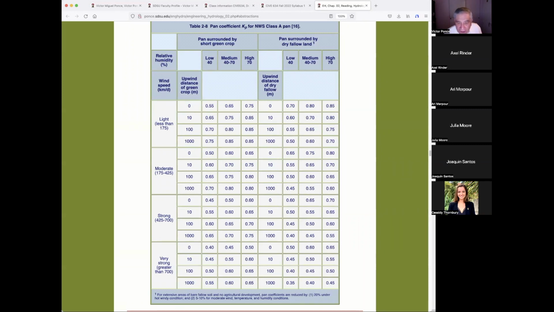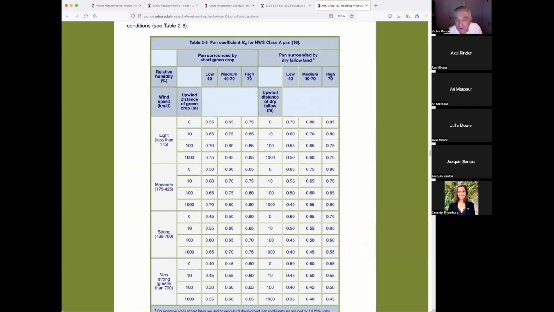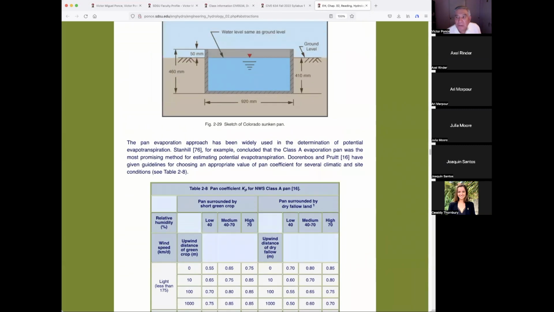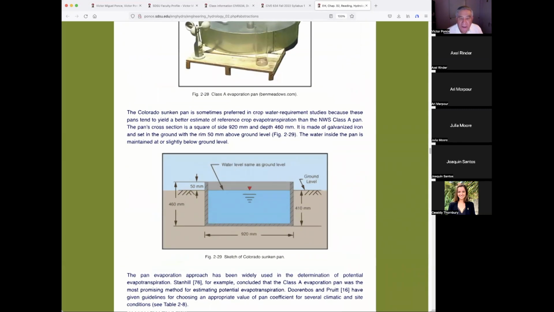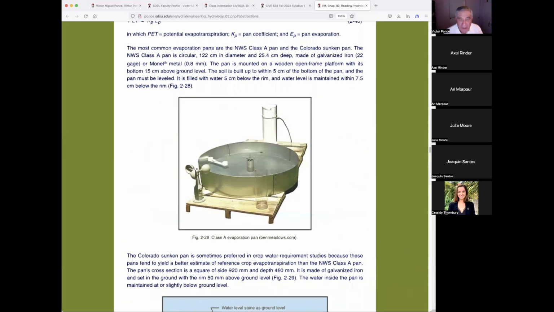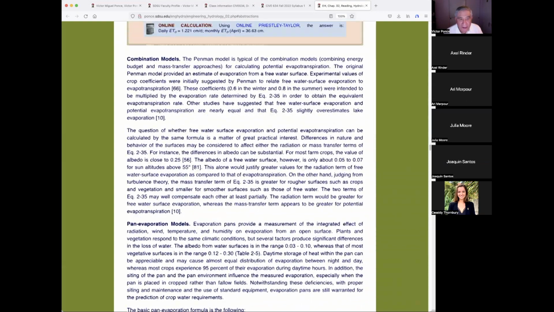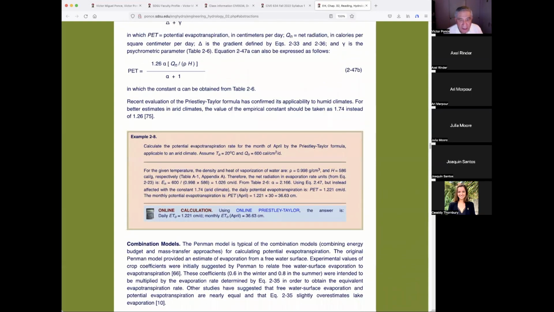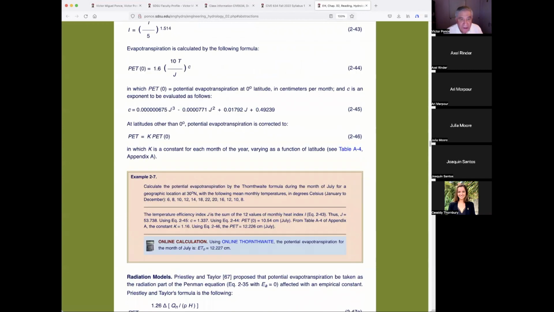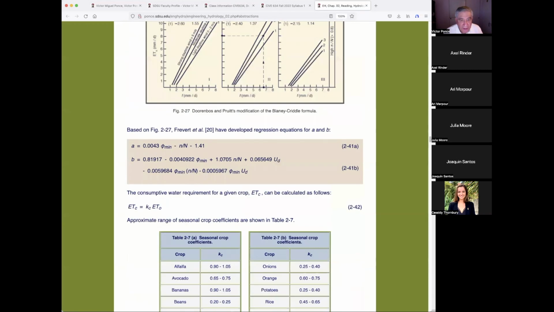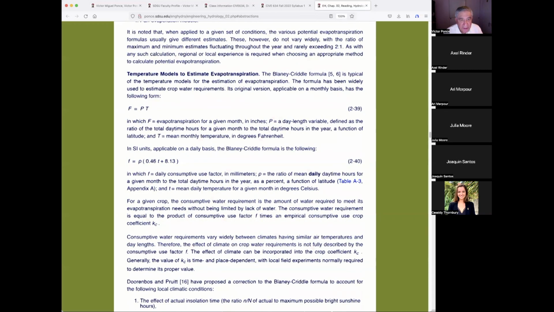And the low coefficient is about 45. 40. I see a 40 in there. So between 40 and 85% of the actual measurement is the range of variability of the NWS Class A pan, which is this one. So that's as far as the pan evaporation models.